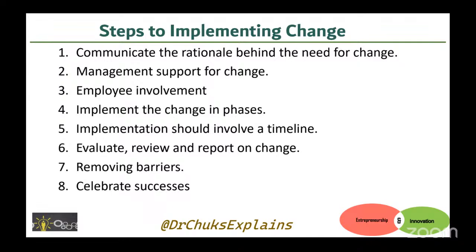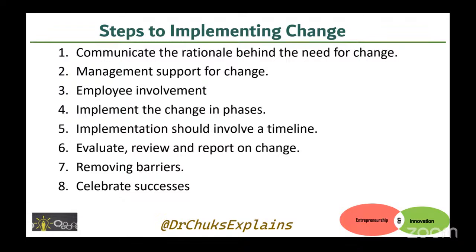The first, communicate the rationale behind the need for change. Let's take a particular scenario for an example. Now, there's a hospital where the staff tend to come late. And of course, when staff come late in a hospital, it affects the patients, it affects the entire productivity of the hospital. So a hospital is a unique organization that requires a lot of discipline, or else a lot of things will go wrong. So let's take it for an example.